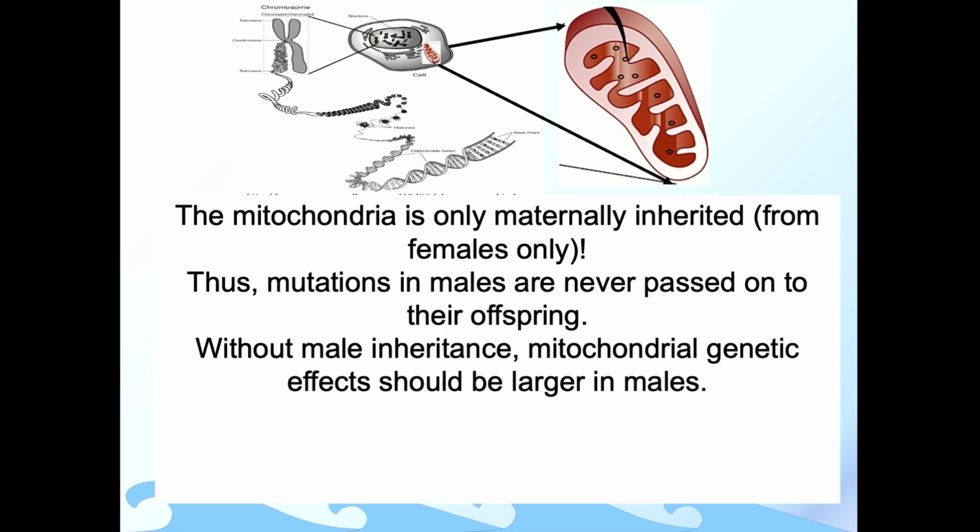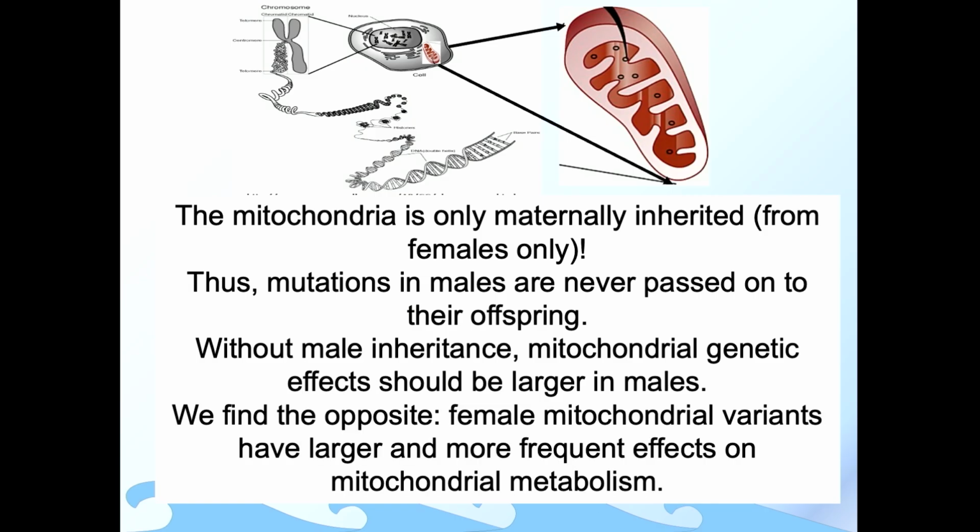Anyway, that's not inherited. What do we expect? And this is actually really good theory. What we expect is that males will have more deleterious effects of larger sizes. That's not what we found. We found just the opposite. Female mitochondrial variants have a larger and more frequent effect on mitochondrial metabolism, which we're still pondering.